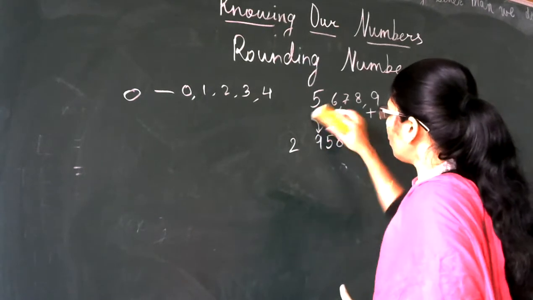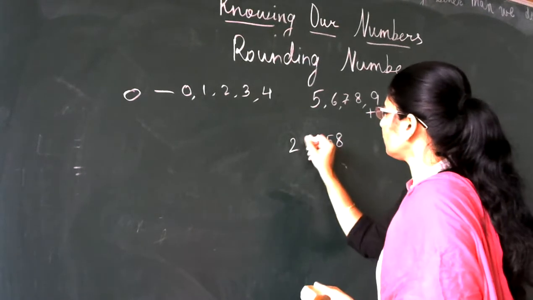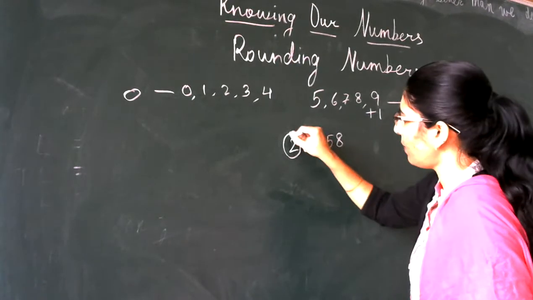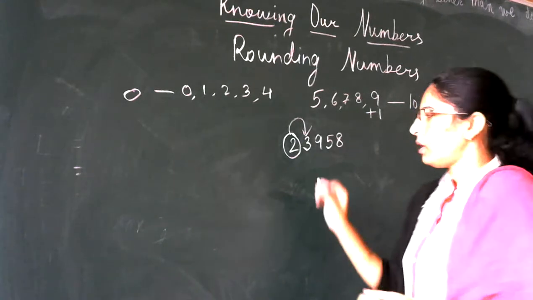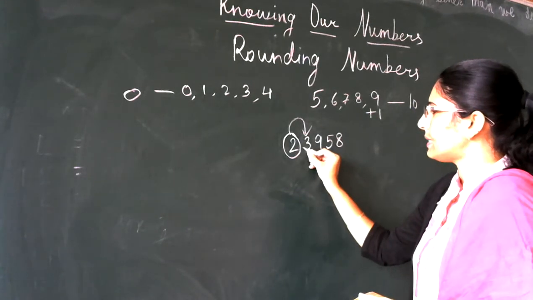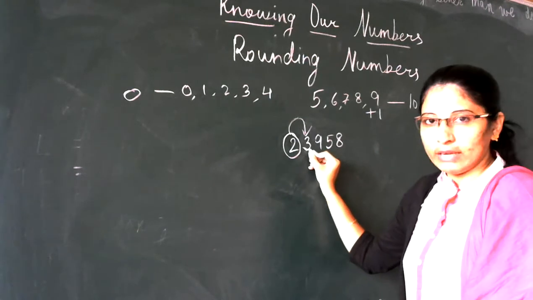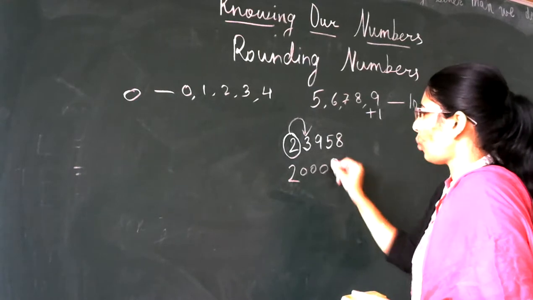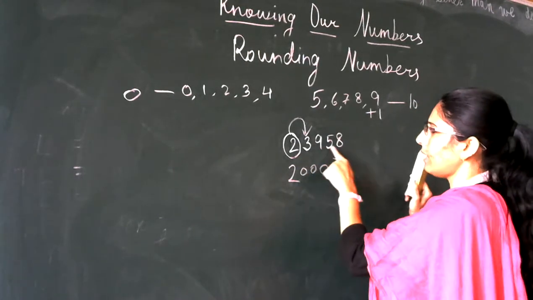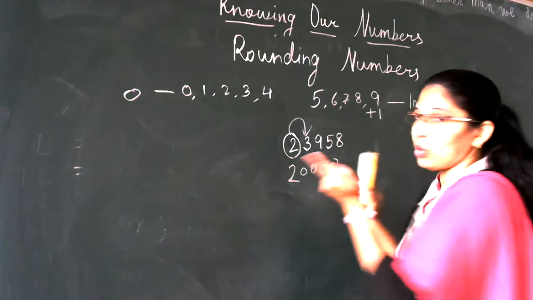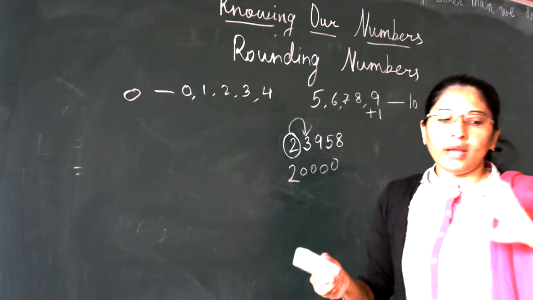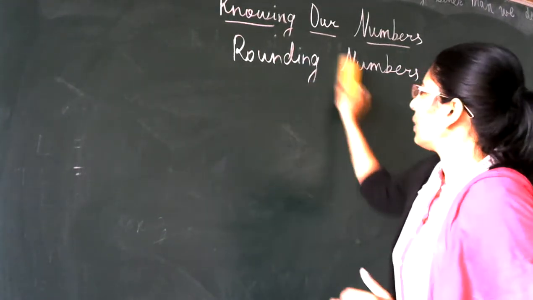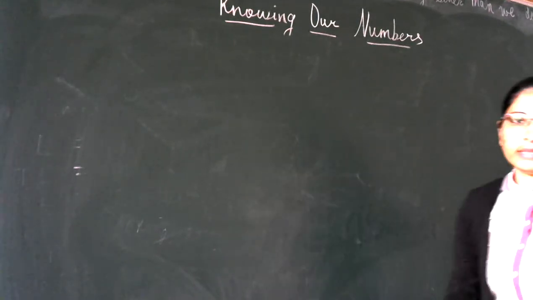Now if we have to round off to 10,000, we circle the 10,000s place and see the previous number. When we see the previous number, it is less than 5. So when it is less than 5, this number will remain as it is and the remaining numbers will become 0. That means 23,958 is nearer to 20,000, not 30,000. So we have to round off any larger number like this. Okay, so this is about our lesson 1.